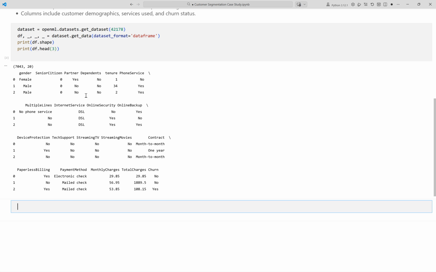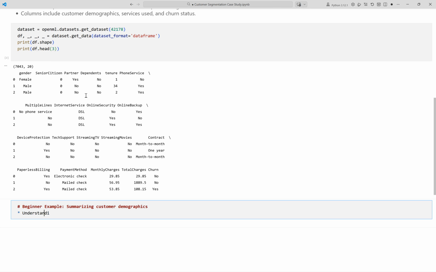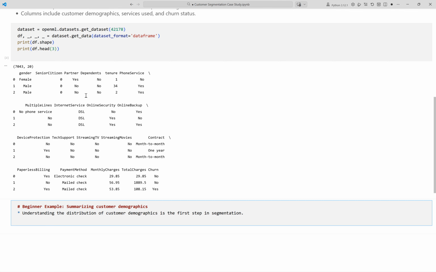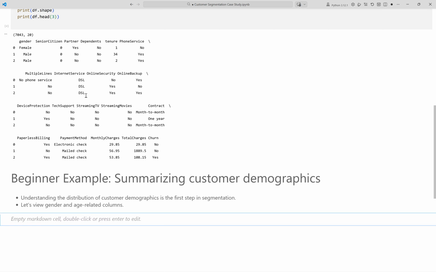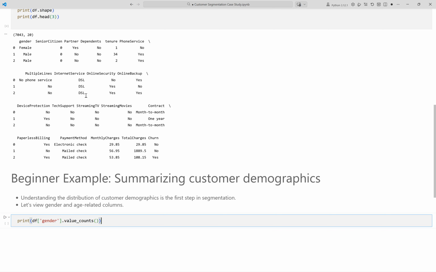Beginner example, summarizing customer demographics. Understanding the distribution of customer demographics is the first step in segmentation. Let us view gender and age-related columns. First, we count how many customers are male or female to see which group dominates. We also check how many customers are senior citizens, as age is a vital segmentation factor.